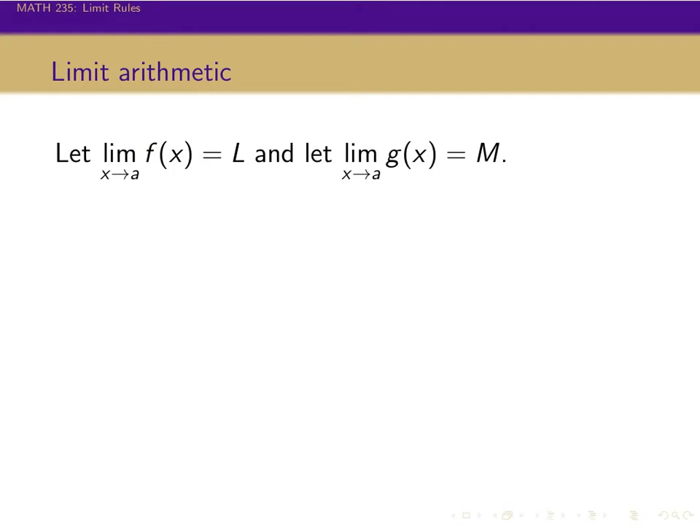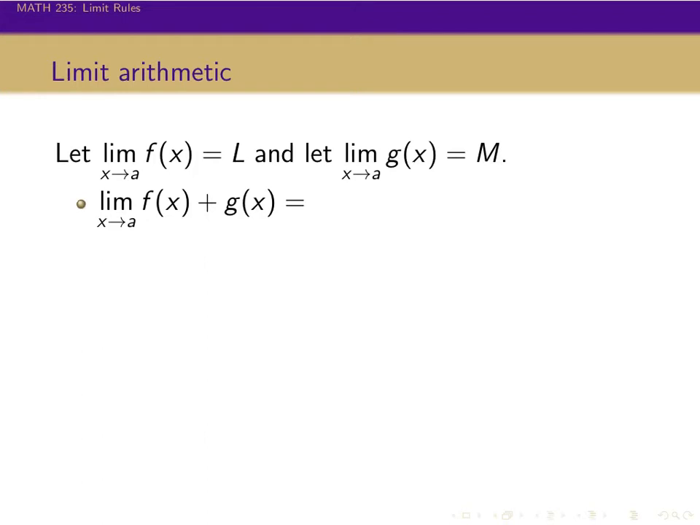So now let's talk about some more general limit arithmetic. Let's start off with two functions. We're looking at the limit as x goes to a. For a function f of x, as x goes to a, it goes to the value L. And for g of x, as x goes to a, it goes to the value m. Well, what would happen if we added f of x plus g of x together?